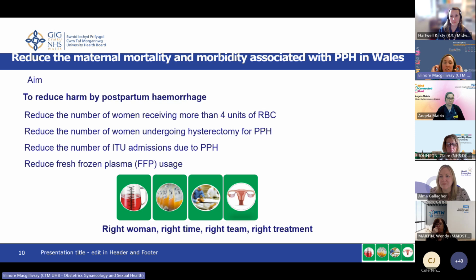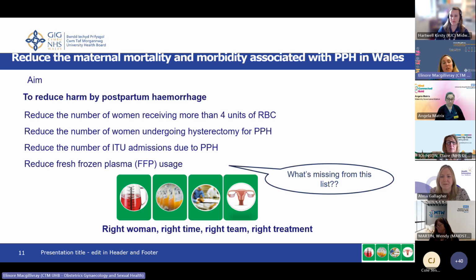But we did collect it, and we did have some interesting results. Reduce the number of ITU admissions due to PPH, and reduce FFP usage. So those are the kind of things that we decided, that reducing harm in itself we couldn't measure, but those are the things that we could measure that would tell us whether we were moving towards our aim or not.